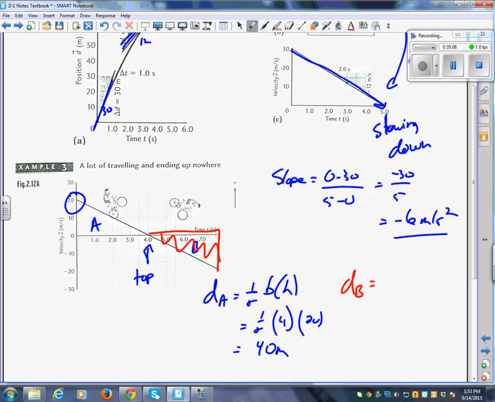The displacement of area B. 1/2 the base times the height. The area is from 4 to 8-ish. They don't even show an 8 on there. And the height is down to -20.